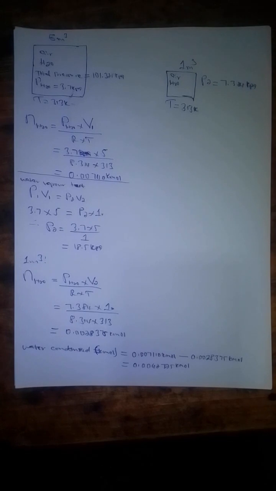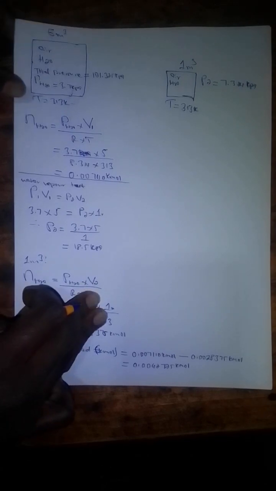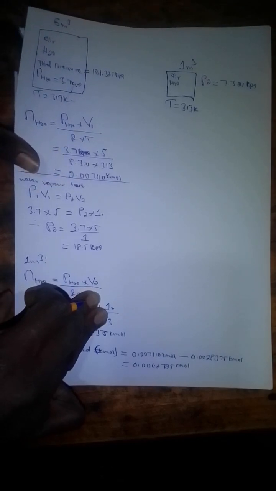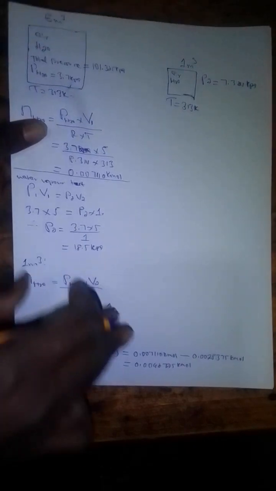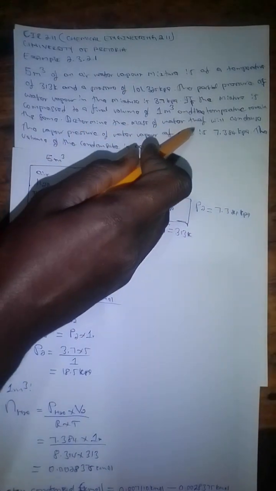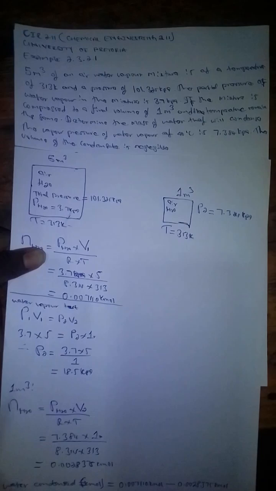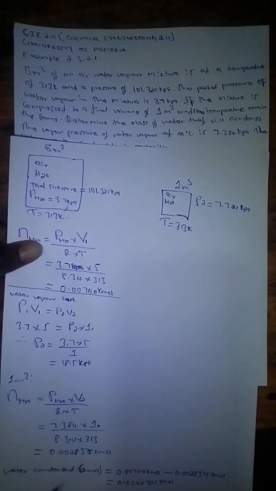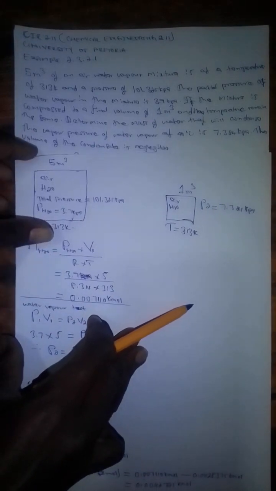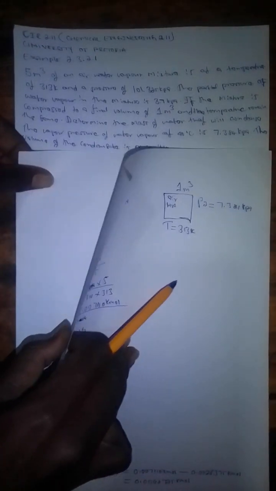And they say they want the mass. Let me bring the question again. The question said they want the mass of water vapor, rather the mass of water that is actually condensed. Yeah, this is the question. It says determine the mass of water that will condense. So now with that said, we need to calculate the mass from the kilomole, which is not so difficult. We can just use our conventional, old way of calculating our mass.